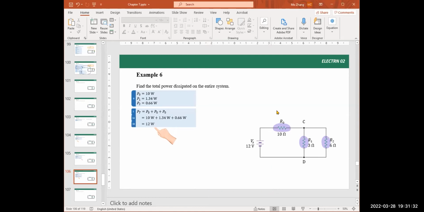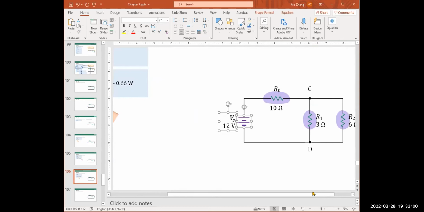Maybe I can add more information here. Maybe a question is why? What's the point of knowing power consumption? There are a few reasons. The first reason that comes to my mind is, let's say here, this resistor consumes 10 watts. So due to the design of this system, this resistor has to consume 10 watts.